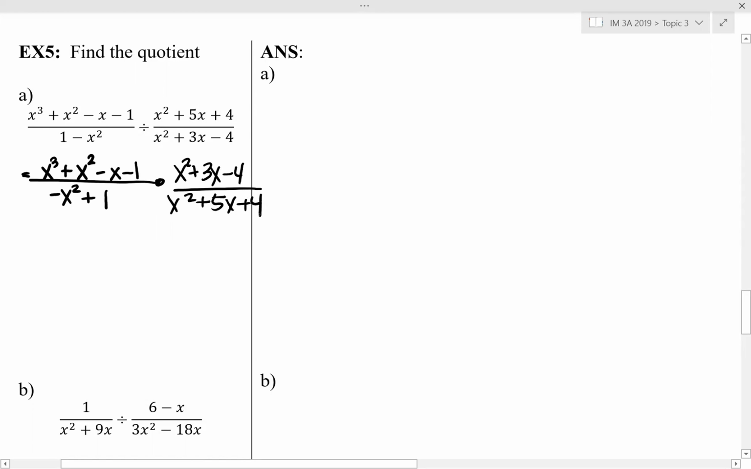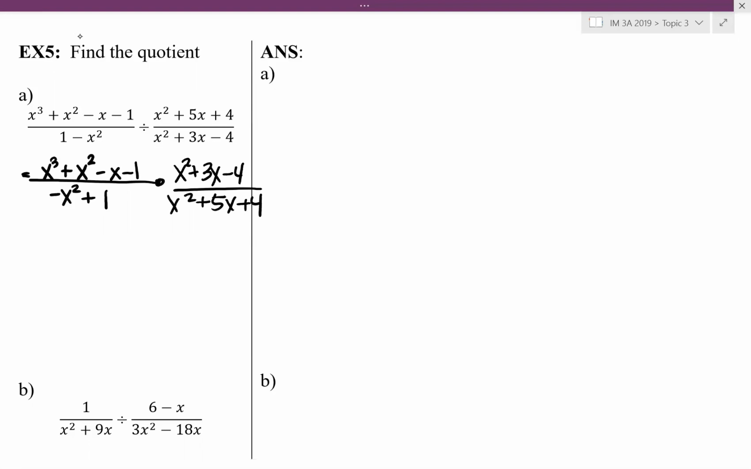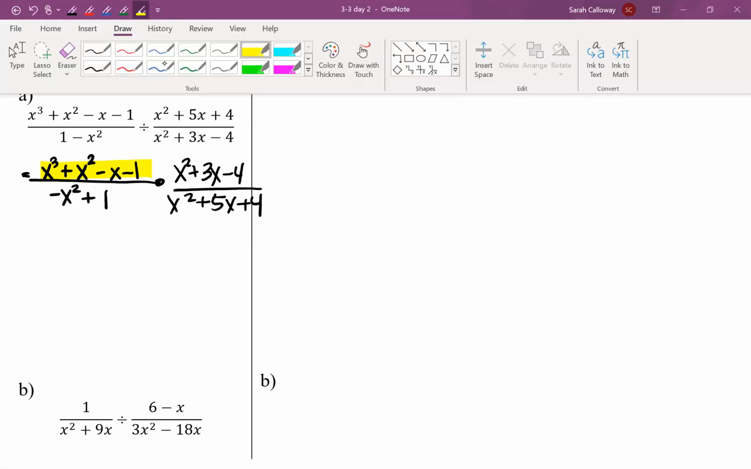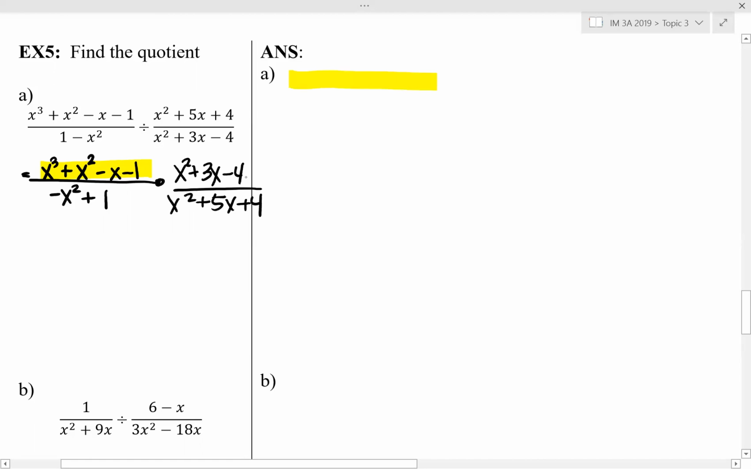Okay, so dividing by a fraction is the same as multiplying by its reciprocal. So I want to start out the problem by flipping the second fraction, writing its reciprocal, and changing the division into multiplication. So from there, I need to factor. This first numerator is 4 terms, so that means that we need to factor by grouping. So let's start with that and not work with the whole expression yet.